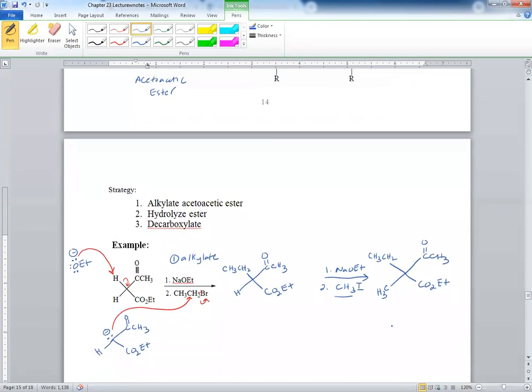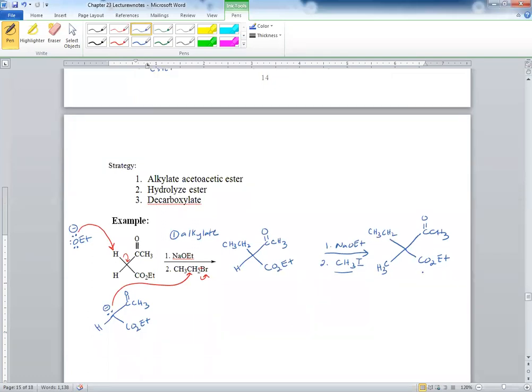Now the next step is, since you have an ester right here, you're going to hydrolyze the ester. And if you recall, we talked about acid-promoted hydrolysis or base-promoted hydrolysis. In this case, we're going to use the acid hydrolysis. So this is step 2, hydrolysis of ester.